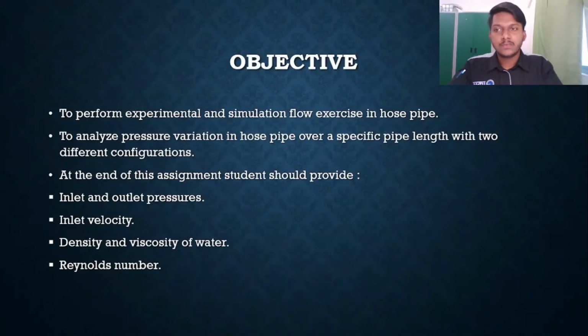So as our objective for this experiment, to perform an experimental and simulation flow exercise in hose pipe to analyze pressure variation in hose pipe over a specific pipe length with two different configurations. At the end of this assignment, students should provide the inlet and outlet pressures, inlet velocity, density and viscosity of water, and Reynolds number. That's all from me, sir.